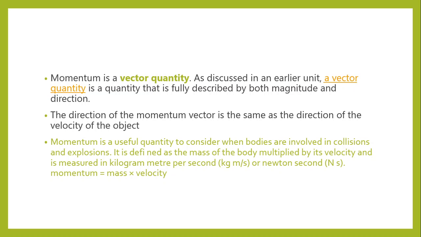So momentum is a useful quantity to consider when bodies are involved in collisions and explosions, because mass of an object can change. In an explosion, one big huge object can turn into debris of very small masses. So it is defined as the mass of a body multiplied by its velocity and is measured in kilogram meters per second, or we can also say Newton second.